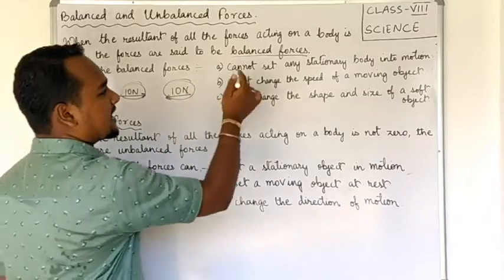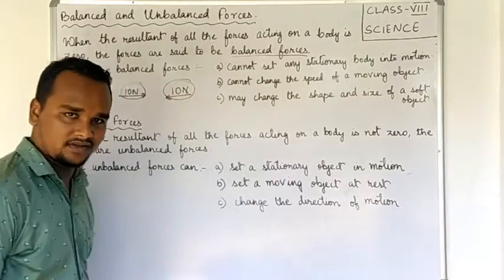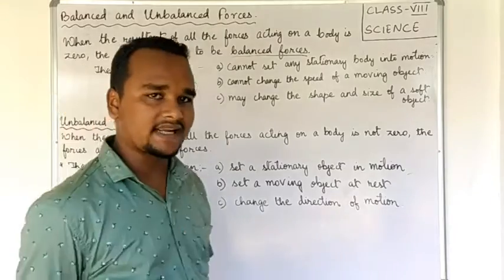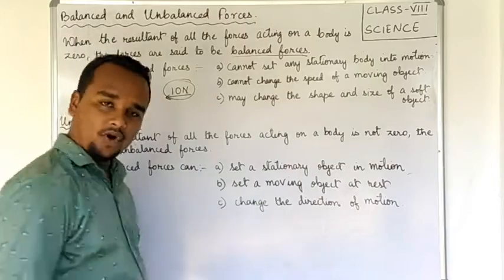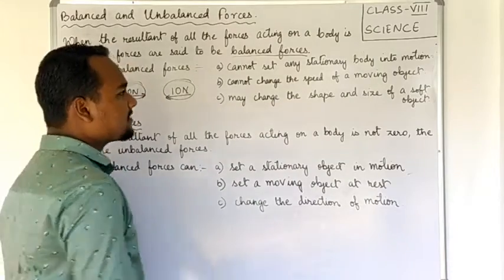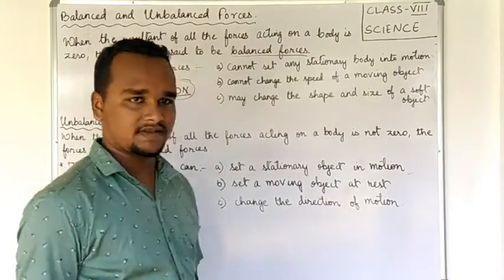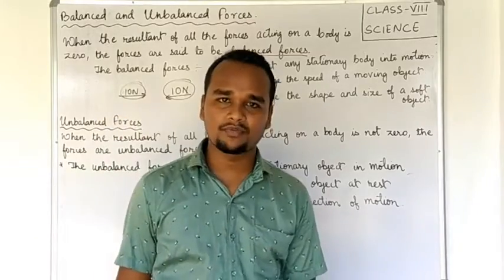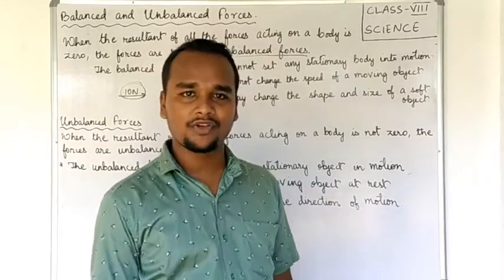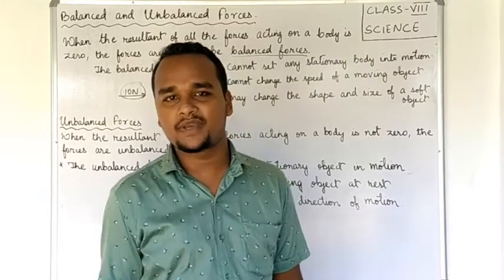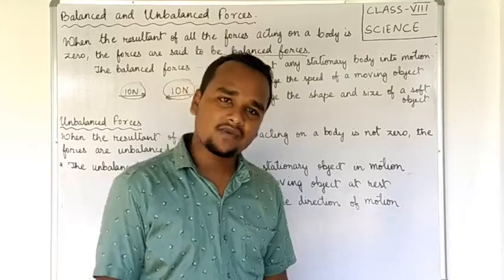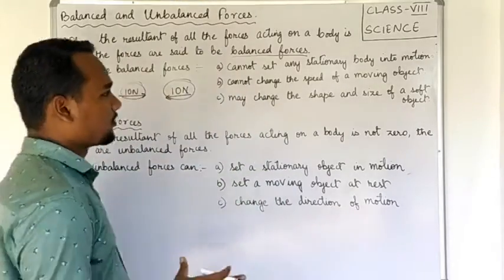The balanced forces cannot set a stationary body into motion. Just apply the example in this point, you can understand it. Second one, it cannot change the speed of a moving object. When a balanced force is applied on a moving object, it cannot change the speed of that moving object. Why? Because the resultant force is 0 only. No additional force is being applied. That's why it cannot change the speed of a moving object.